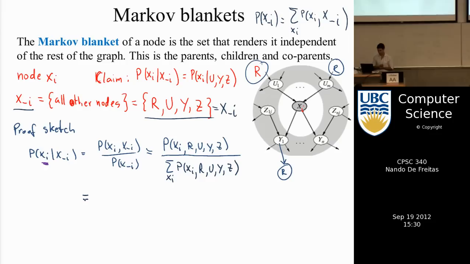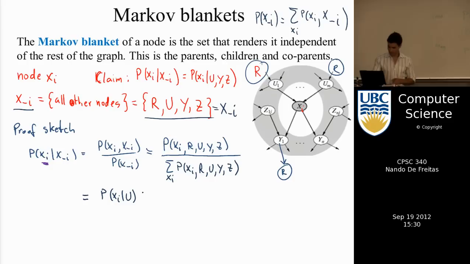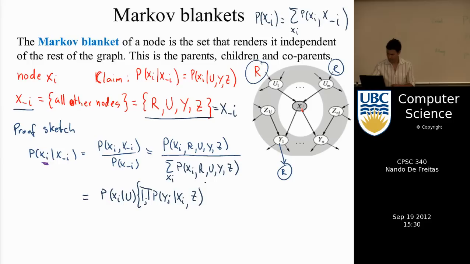Next, I'm going to expand this a bit more, and I'm going to write this now as the probability of a graph. So this is equal to the probability of xi given the parents of xi, which are all the u's, times the probability over all the nodes j of p of yj given the parents of yj, which are x, i, and z. Let me put some brackets here to indicate the order of multiplication.